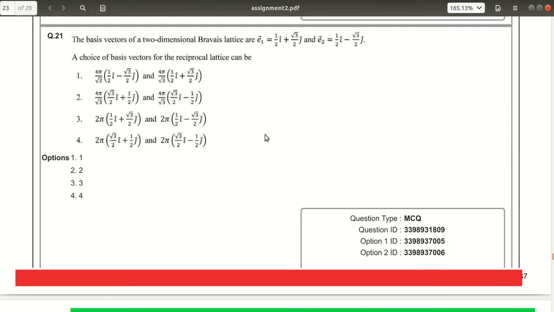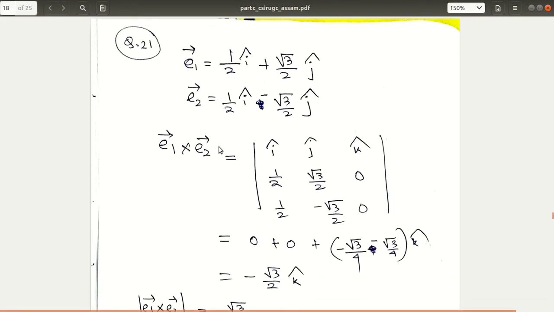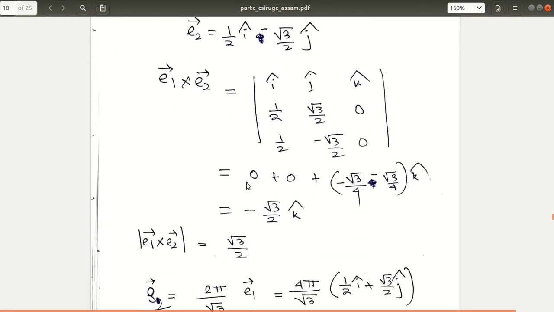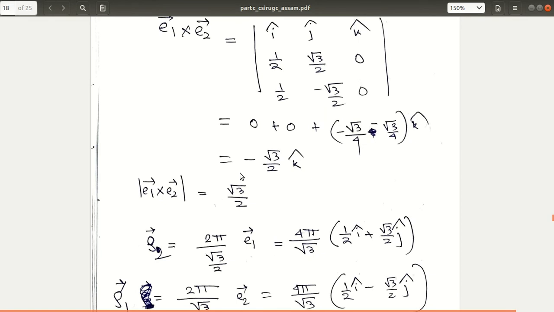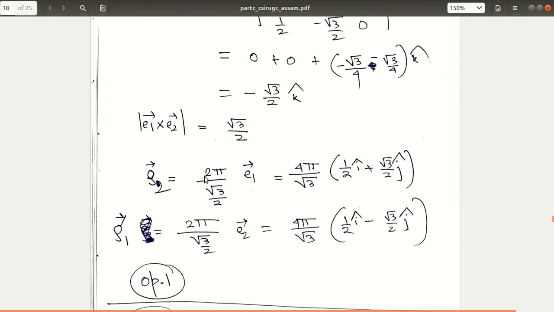Next question. The basis vectors of a two-dimensional Bravais lattice, E1 and E2, are given. We need the choice of basis vectors for the reciprocal lattice. So first calculate the area. The mod of E1 cross E2 will be the area, so it will be root 3 by 2, and the E2 reciprocal vector will be 2 pi over root 3 by 2 into E1. So this is the reciprocal lattice vector for E2, which is 2 pi by this area into E1, and the reciprocal lattice vector for E1 will be 2 pi by area into E2, which is this. So option 1 will be correct.